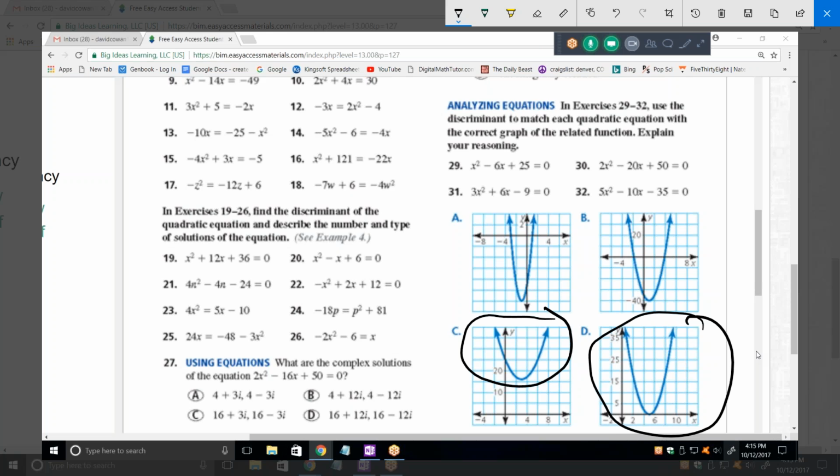Use the discriminant to match each graph. Well, I don't know that you can completely just use the discriminant. So let's look at 29. What's the discriminant on 29? So 1 squared minus 4 times 6 times 25, or other way around, 25 times 6. 4AC.